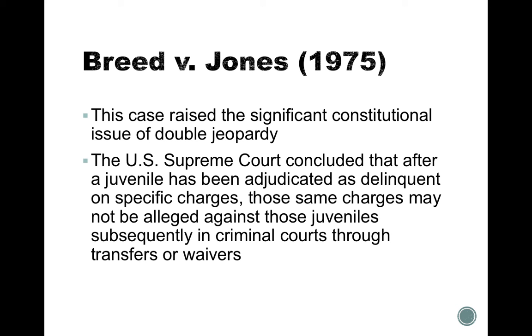1975, in Breed v. Jones, they looked at double jeopardy. Basically, a juvenile had been adjudicated as a delinquent and then waived to adult court. That's considered double jeopardy. So you need to either file in juvenile court or file in adult court, but you can't try somebody twice for the same offense.